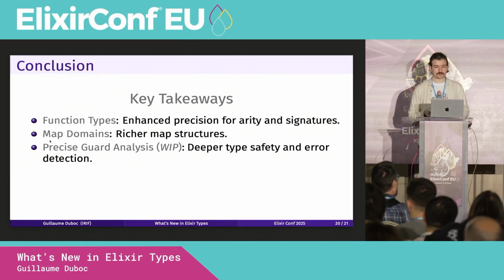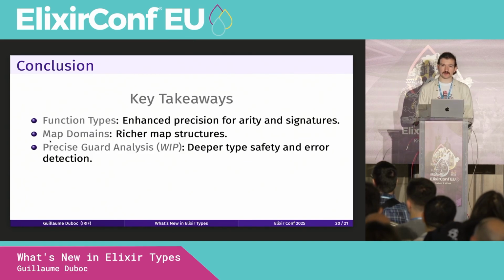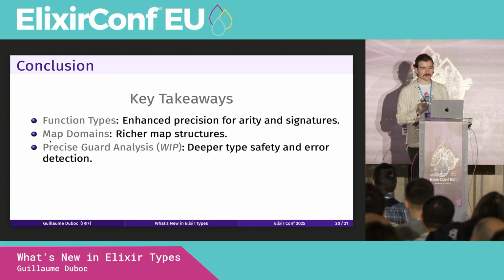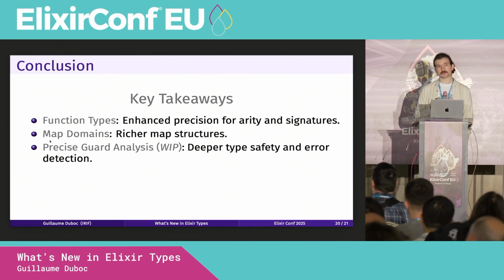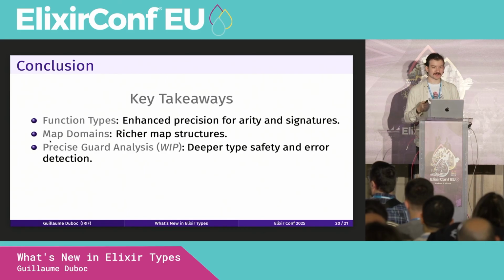So the key takeaway is that we're adding very precise function types to the next release, map domains, and that we're progressing on the guard analysis.